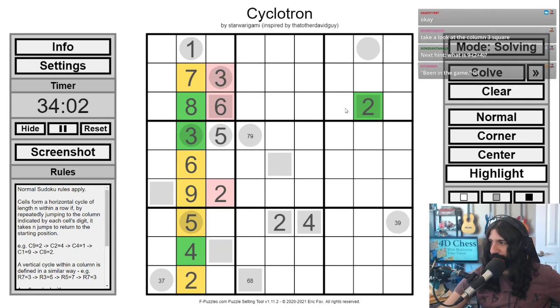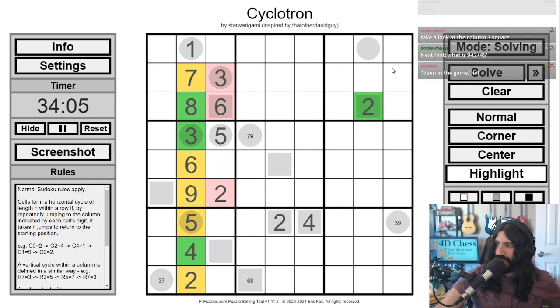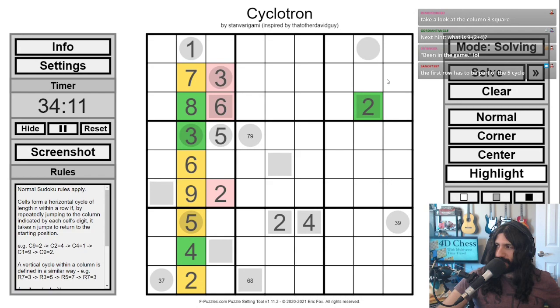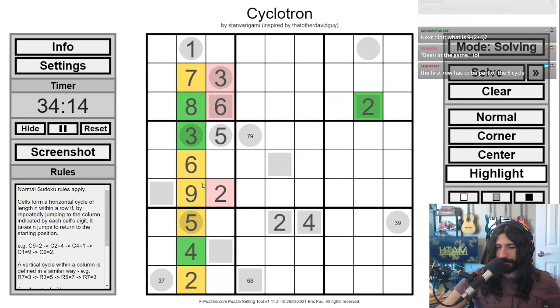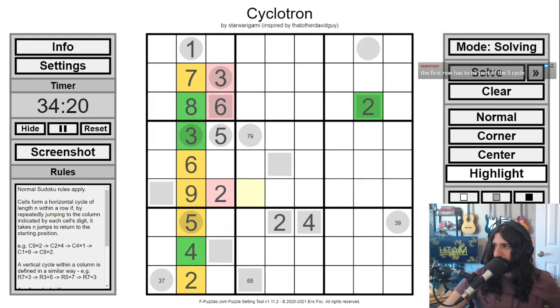Take a look at the column 3 square. Next hint, what is 9 minus 2 plus 4? As far as I'm aware, 9 minus 2 plus 4 is 3? Whose hint do I think about first? Okay, hold on. Let's take a look at the column 3 square. Like this square? I'm assuming that this is the square that you mean. 6. 6. 6. Cycle length 6. Horizontal cycle length 6.